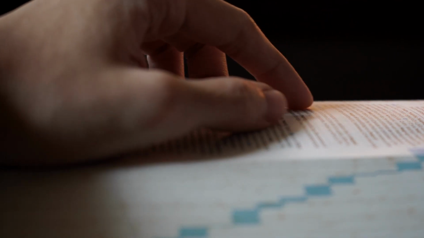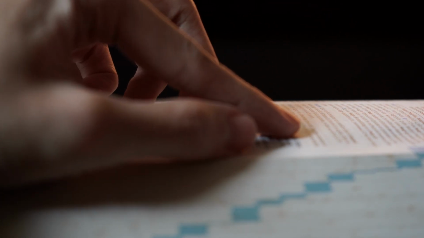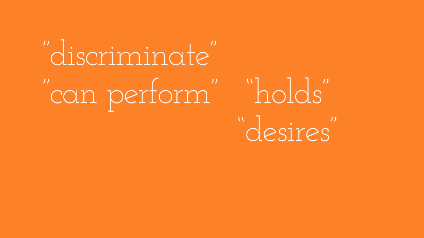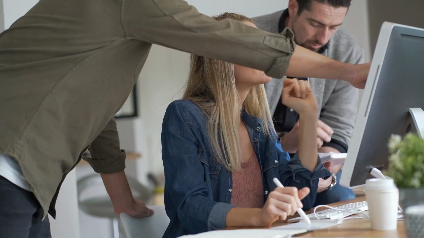In order to determine when the ADA's protections end, the majority started by looking at the verb tense used by Congress in the statute. The majority noted that Congress had used words like discriminate, can perform, holds, and desires. The majority determined that use of present tense verbs hinted that the statute protects individuals who are able to do the job they hold or seek at the time they suffer discrimination.